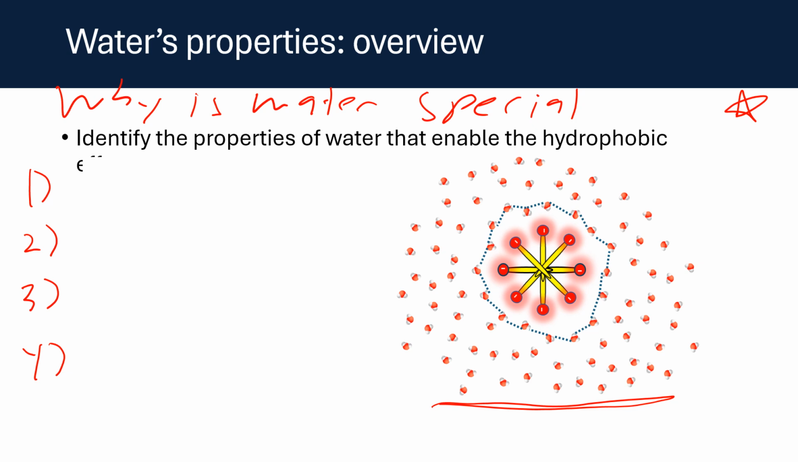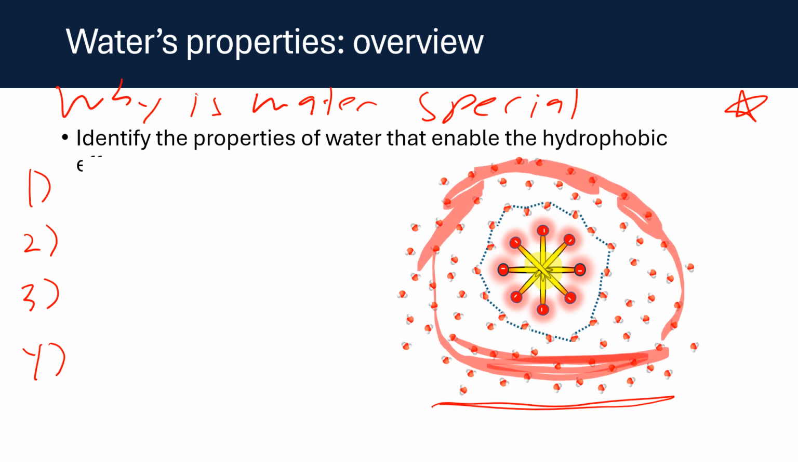When I'm looking at this graphic, what I'm seeing is that these hydrophobic yellow regions are separated from the very polar regions surrounding them at large. Okay?